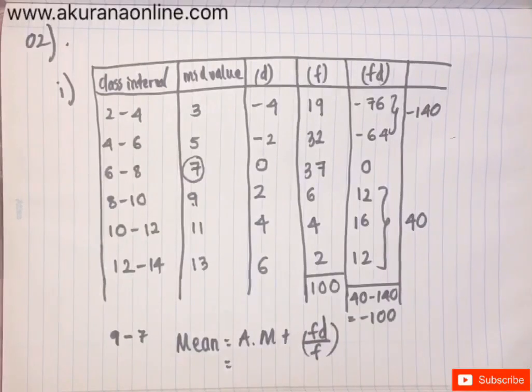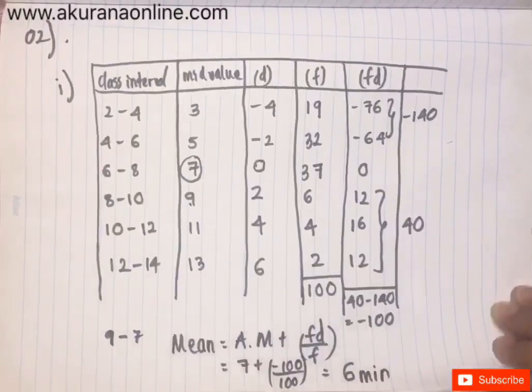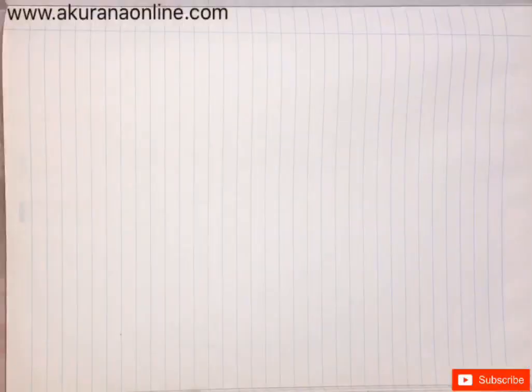Therefore, our assumed mean is equal to 7. 7 plus, here FD is minus 100. Minus 100 divided by 100. That is equal to minus 1. Therefore, 7 minus 1 is equal to 6. This is our mean. These are given in minutes. Therefore, our mean will be 6 minutes. Okay. And then moving on to the next part.